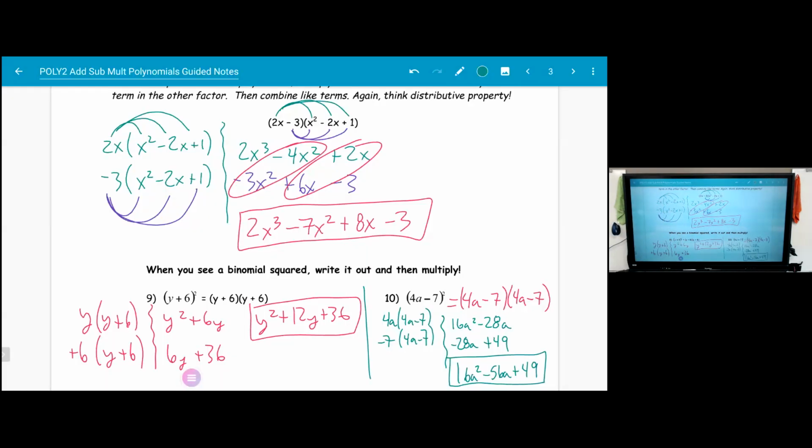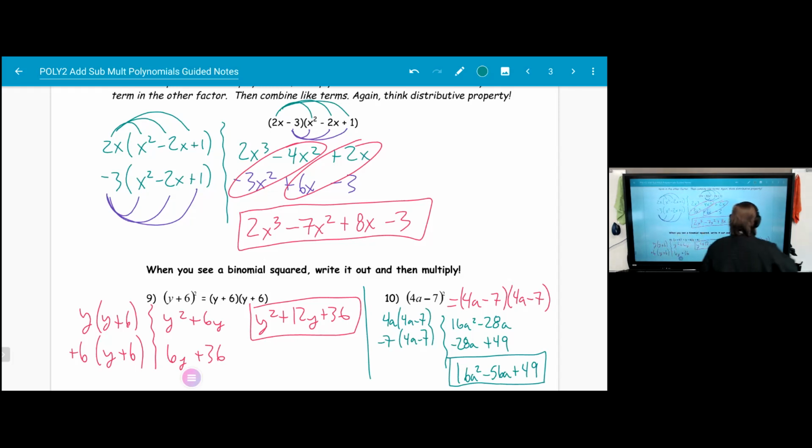All right, if you have done those out using distribution or FOIL or whatever method you want to use, the first one, number 9, you'll end up with y squared plus 12y plus 36. And on number 10, you do end up with 16a squared minus 56a plus 49. You remember to distribute the 4a to the 4a minus 7 and the -7 to the 4a minus 7.